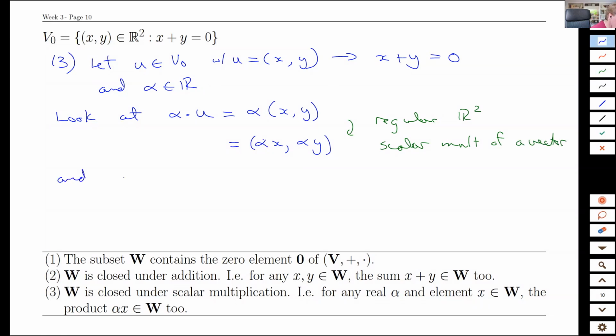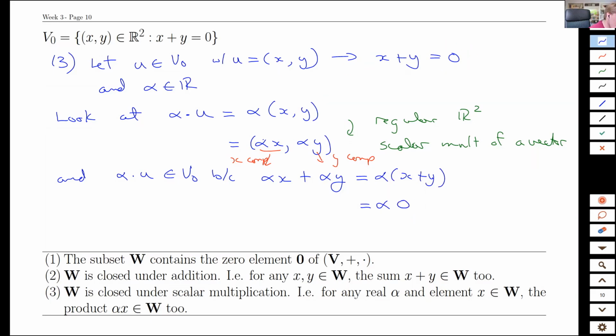And alpha times u is an element of V0 because we're going to take this, that's our x component, alpha x, and we're going to add that to our y component. Why do we want to add those? Why do we want to compare them at all? Because that's how we test whether you're in the set or not. So if I'm going to be in the set, I need to know whether this x component plus this y component adds up to 0. Well, that's equal to alpha times x plus y. And that's equal to alpha times, oh wait, we already said this, x plus y has to equal 0, times 0, and that's equal to 0. This is because u equals (x, y) was already in V0.